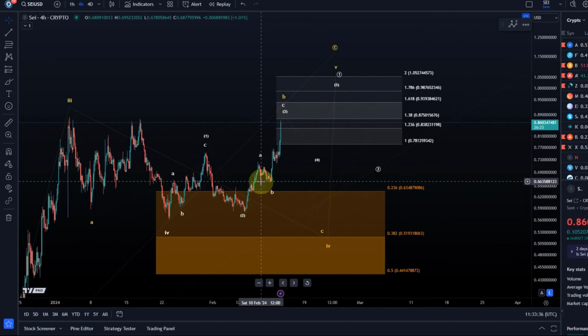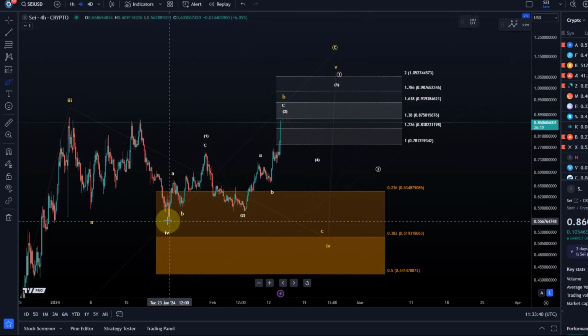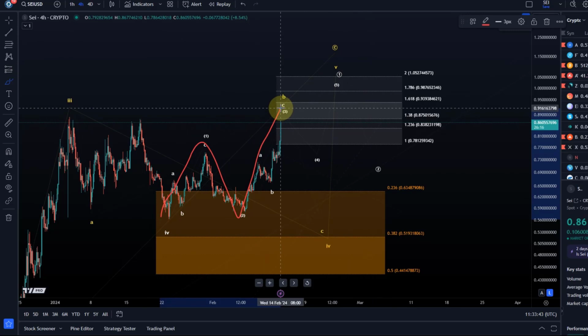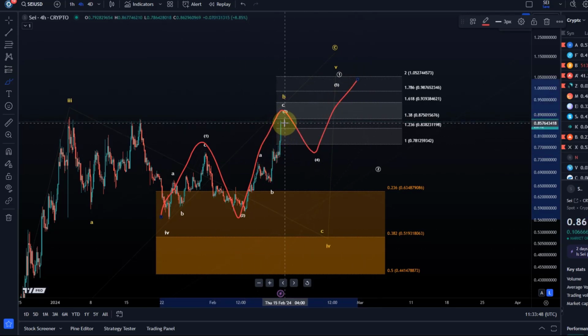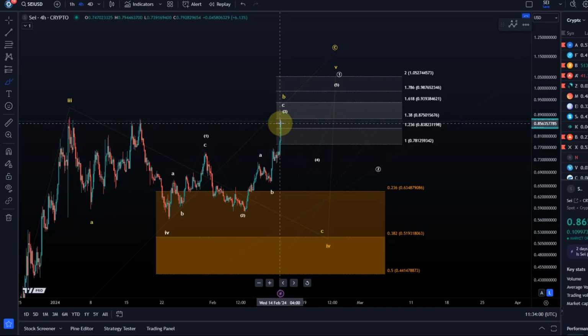So yeah, basically now the assumption is that the white count is here unfolding. 1, 2, 3, 4, 5. The third wave has reached basically the minimum target and also nearly my first ideal target. Those levels haven't changed in weeks, I think, or at least in 1 or 2 weeks. So it's obviously here the targets for the third wave in white.